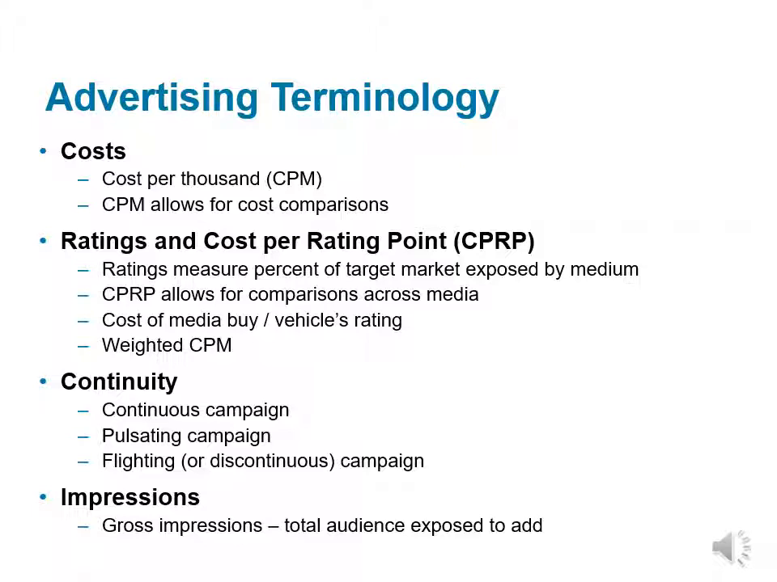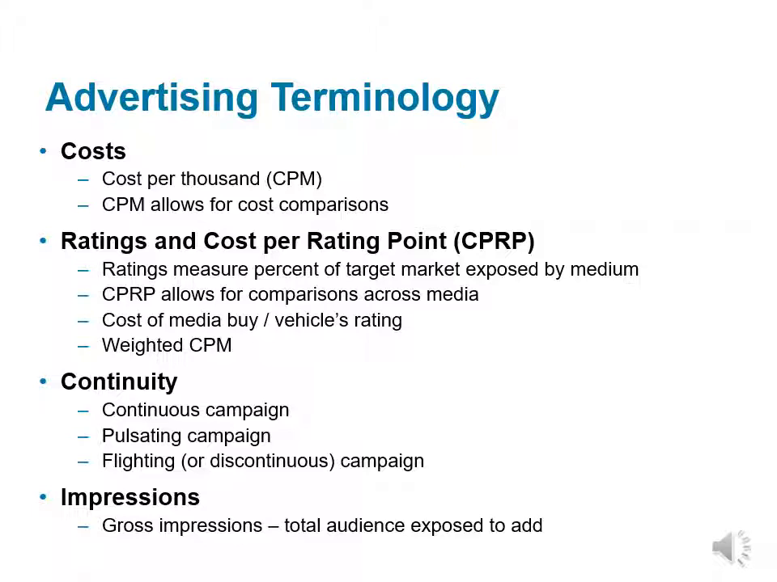Continuity refers to the exposure pattern or schedule used in the campaign. A continuous campaign uses media in a steady stream throughout the entire campaign. Pulsating has expenditures throughout the entire campaign, but will also have bursts when extra spending occurs. Flighting, or discontinuous, spends money on media at different times during the campaign and none at other times.